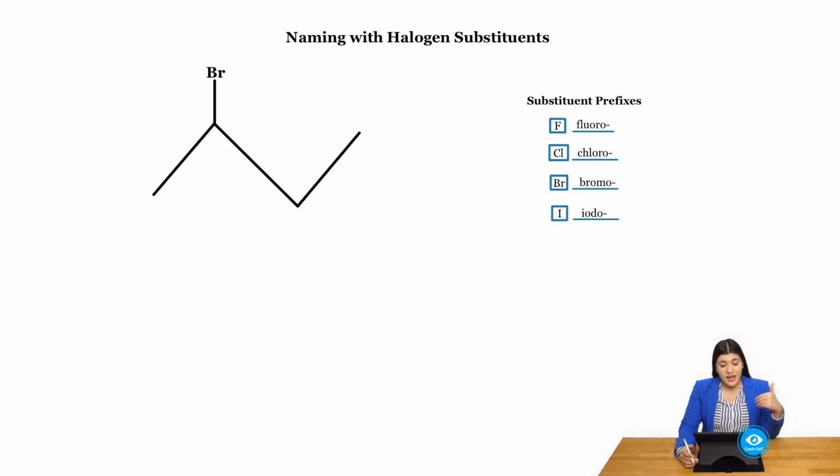So for this one, we're going to see our halogen substituents. We're going to see a lot of different types of halogen substituents, specifically these 4. Now, our substituents will have different prefixes like we saw with the alkyl groups, where in this case, bromine would be represented as bromo, and then fluorine is fluoro, chlorine is chloro, and then iodine is going to be iodo.